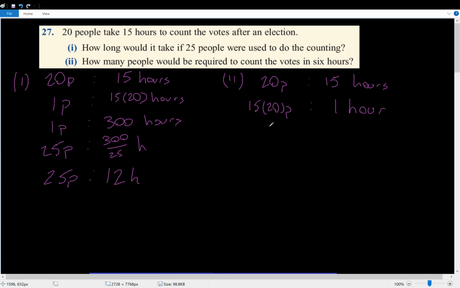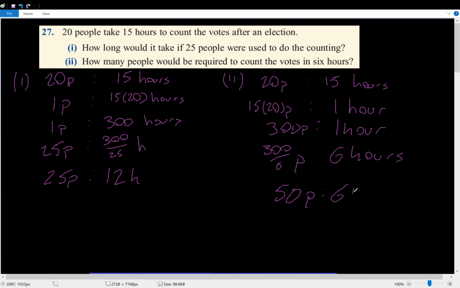In other words, it will take 300 people 1 hour to count all the votes in the election. And we're looking to find out how many people would get this done in 6 hours. So we're multiplying our hours up by 6, which means that we're going to divide our number of people by 6, which means it would take 50 people 6 hours to count all the votes in this particular election. And that is that.